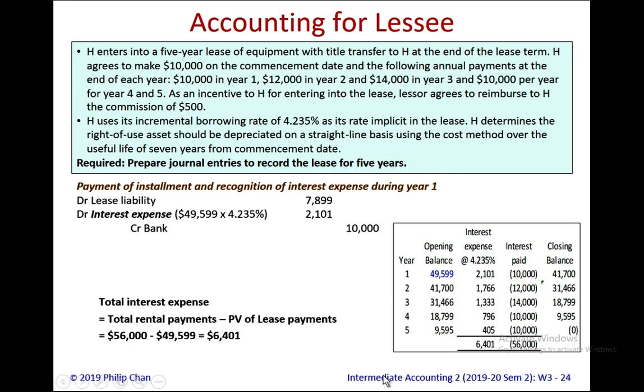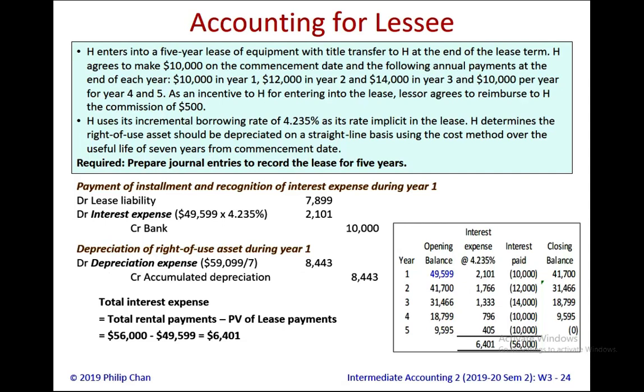So that's why debit. And at the same time, remember, when you use this asset for 1 year, you will charge depreciation. In this case, we know that we have a title transfer of this asset. So the asset will belong to H, the lessee, after year 5. And from that point onwards, H can use the asset for another 2 years until the end of the useful life in 7 years. So that's how we derive the figures for the depreciation. So we take the initial figure of the right of use asset, 59,099. We've used it, we've determined it previously.